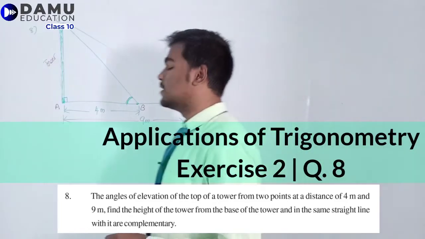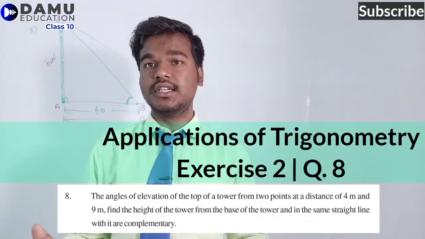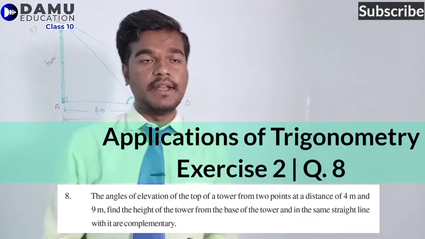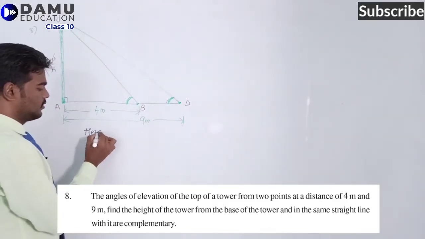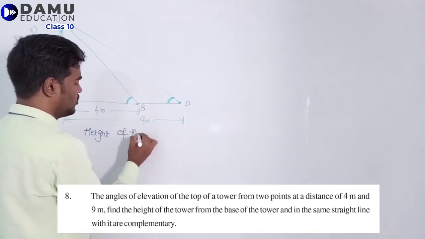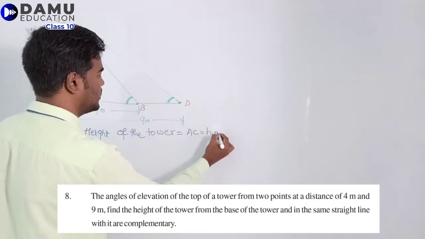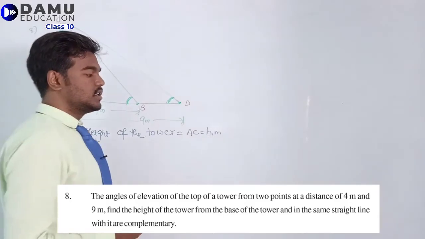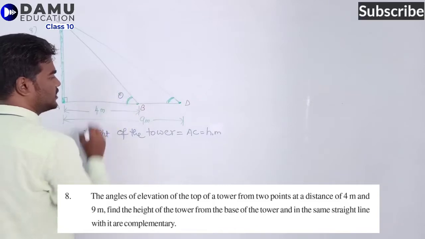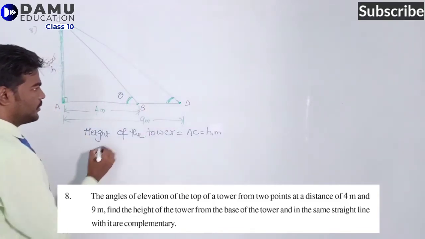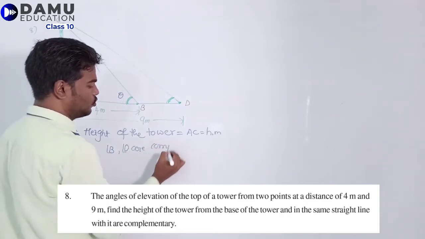So let's consider what is meant by complementary. If the addition of any two angles makes 90 degrees, then those two angles are called complementary angles. Let the height of the tower be AC, which is equal to h meters. We have to find the height of the tower, and let angle B be theta. Angle B and angle D are complementary to each other.